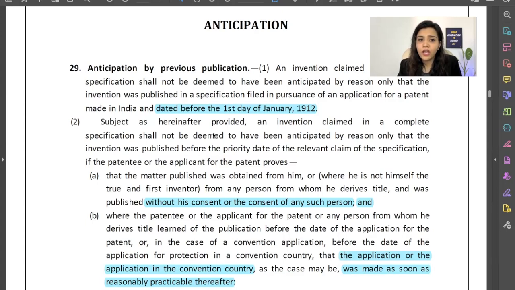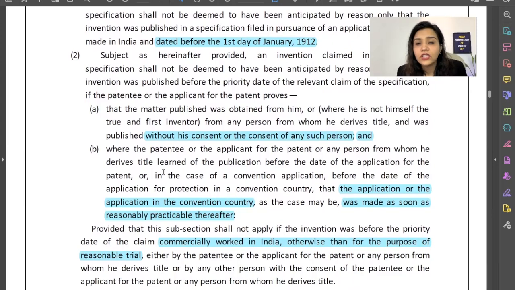So firstly, we have section 29. Section 29 says anticipation by previous publication. So regarding this, your invention should not be published before the date of filing of your patent application.